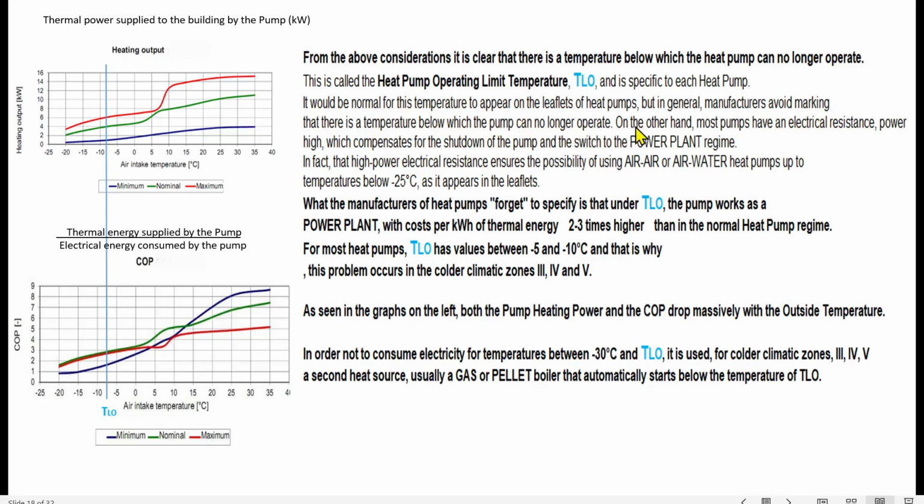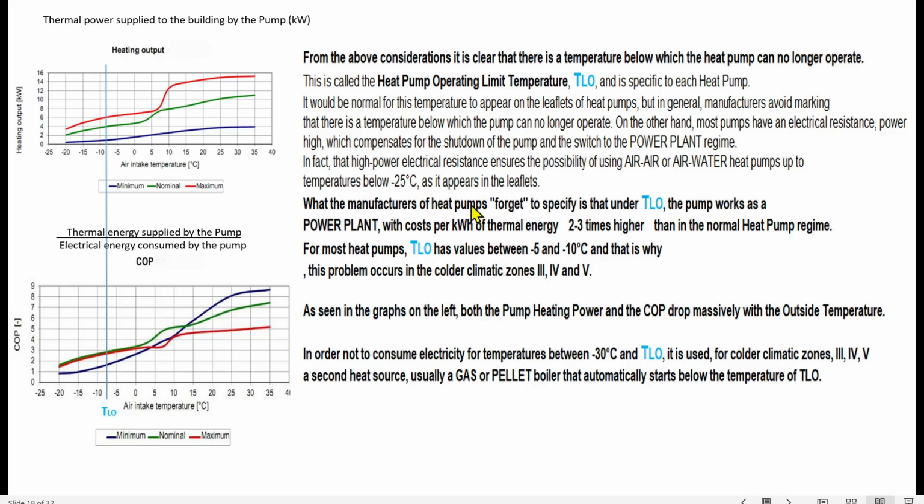On the other hand, most pumps have a high power electric resistance, which compensates for the shutdown of the pump and switches to the power plant regime. In fact, the high power electrical resistance ensures the possibility of using air or water heat pumps at temperatures below minus 25 degrees, as it appears in the leaflets.